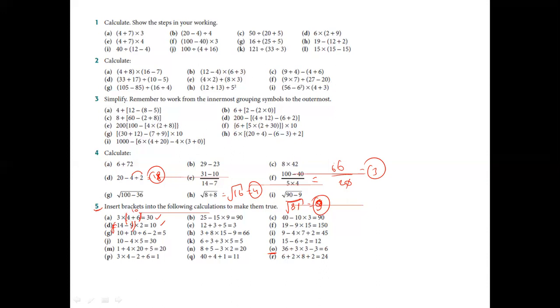And 3 minus 3 is 0. 0 times 3 is 0. 36 divided by 0 is 0. Is not also correct. And where can we put the brackets from here? 36 divided by 3 is 12. And 12 times 3 is 36. Is not 9.